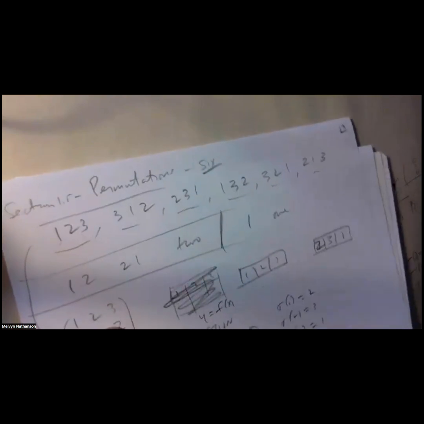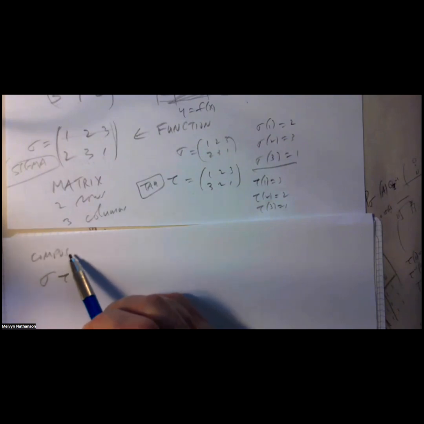And in calculus, everyone's taken calculus, you look at composition of functions. So we could look at the composition, sigma tau. This is multiplication of permutations or composition. Same thing, in other words, just two words for the same thing. Composition or multiplication of permutations. What is sigma tau? So it's the composition of these two functions.